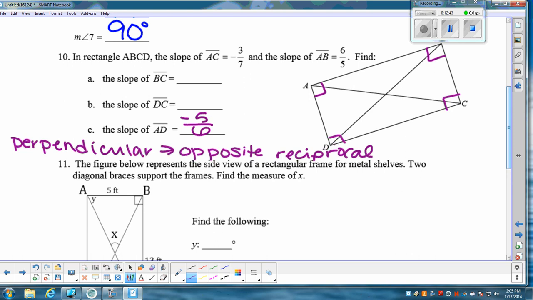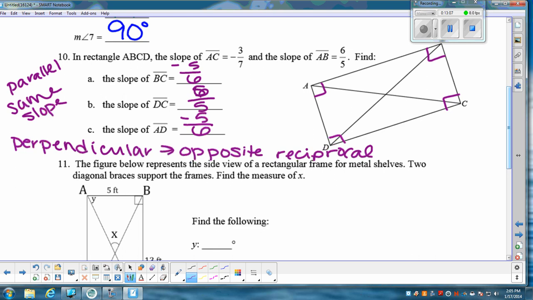And then since our opposite sides are parallel and parallel lines have the same slope, we know that BC also has a slope of negative 5 over 6. And then since AB is parallel to CD, DC has a slope of 6/5.